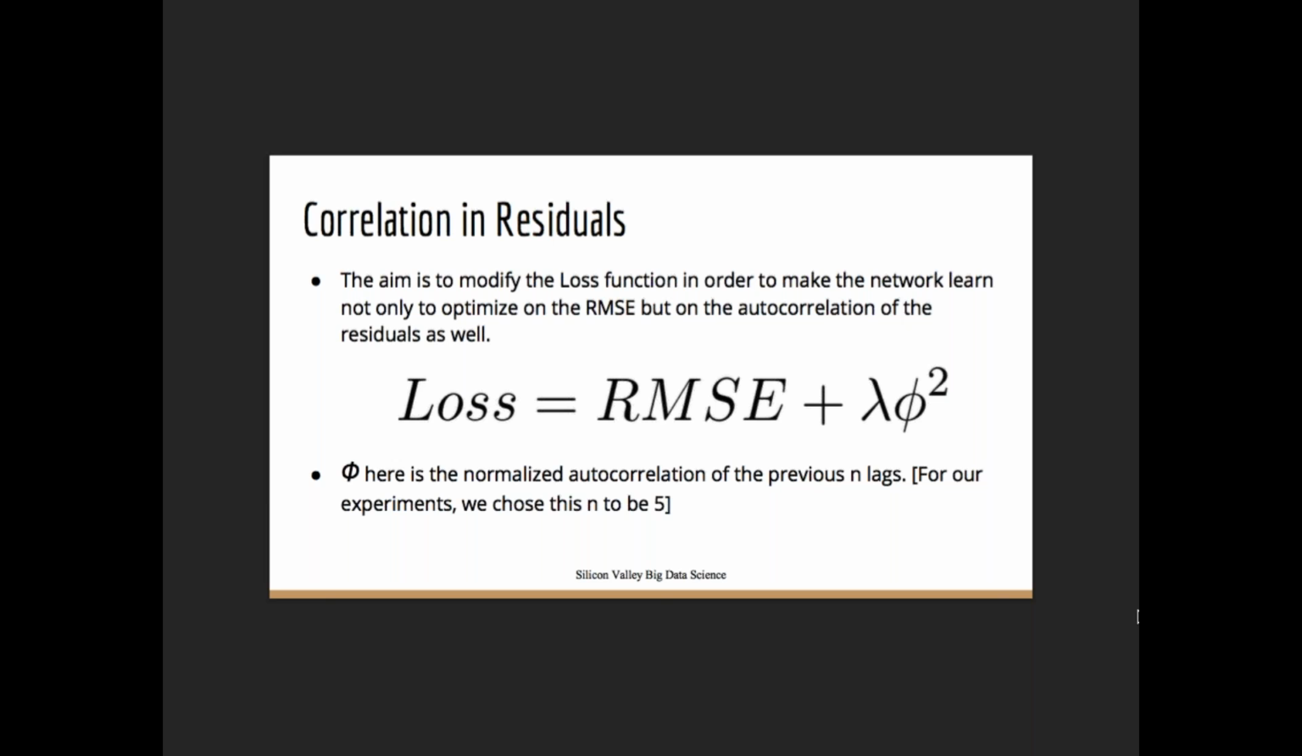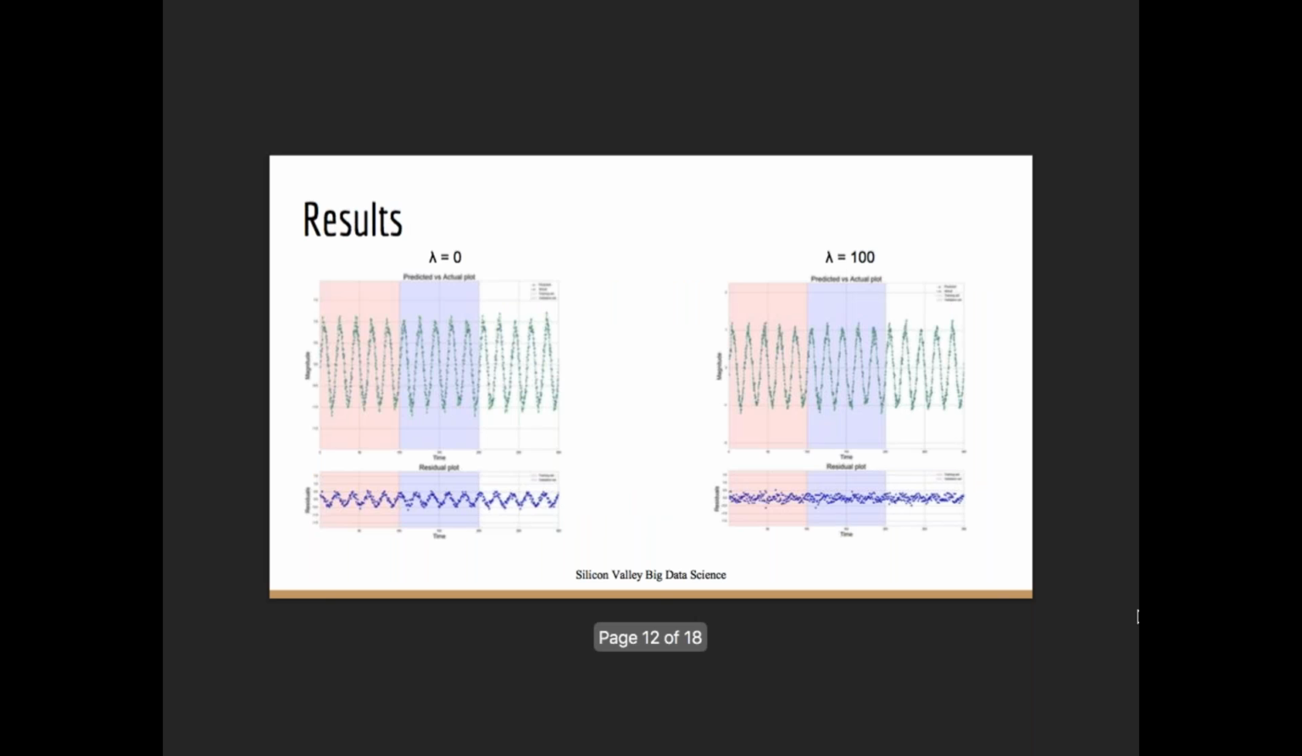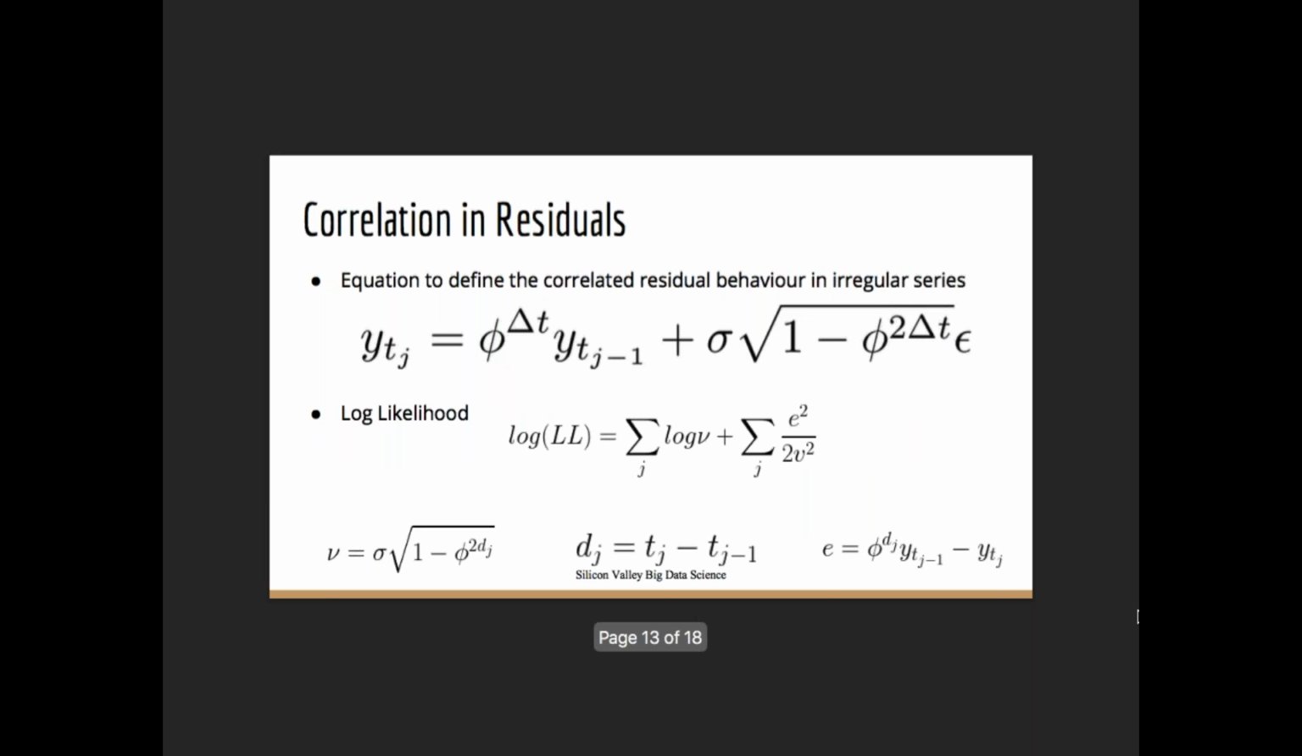Now we wanted to see, does it actually work? If you look at the results here, when lambda is equal to 0, you still see residuals very clearly. And when lambda is equal to 100, you see absolutely no correlation in the residuals. So this is the starting work on regular time series, and now we figured out a way to port this to irregular time series as well.